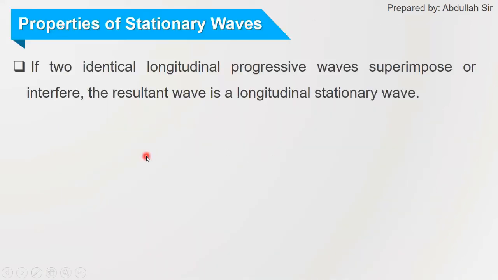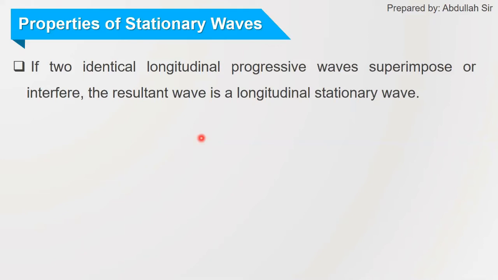Now, the next property we are going to study. If two identical longitudinal progressive waves superimpose or interfere, the resultant wave is a longitudinal stationary wave. In a longitudinal wave, there is no crest and trough, there is compression and rarefaction. When longitudinal progressive waves superimpose with each other, they will produce a longitudinal stationary wave.